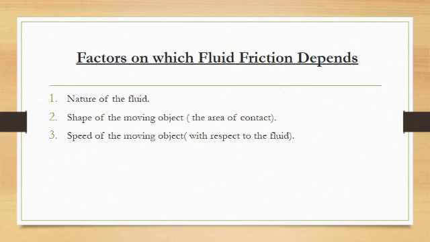Now we will study the factors on which fluid friction depends. Fluid friction depends on the nature of the fluid. It means whether it is more dense or less dense. Second factor is the shape of the moving object. It means the area of contact, whether it is broad or narrow. Third factor is the speed of the moving object with respect to the fluid, meaning with what speed it is moving through the fluid.